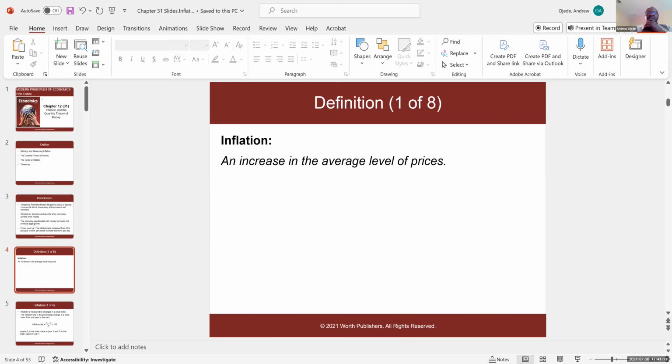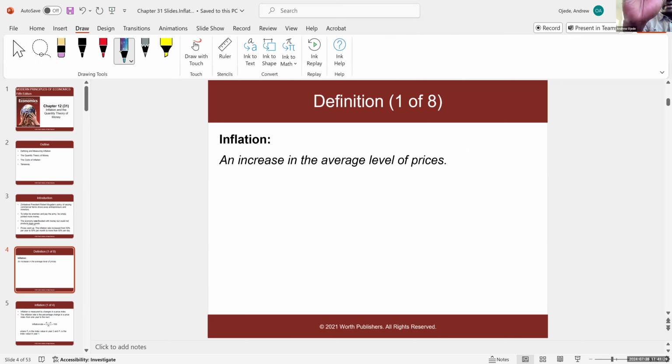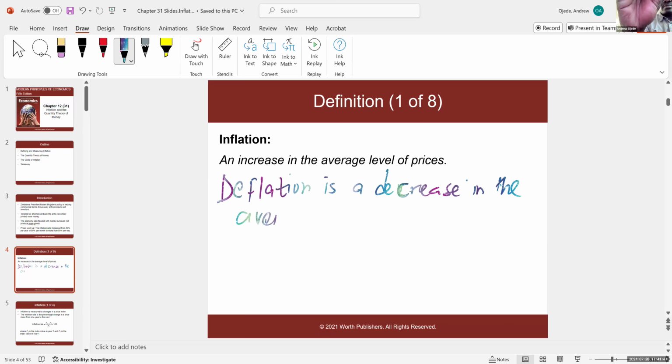So inflation is defined as the percentage increase in the average level of prices. The opposite of inflation, which I should discuss right away, is deflation. Deflation is the opposite of inflation. So deflation, again, is a decrease in the average level of prices.